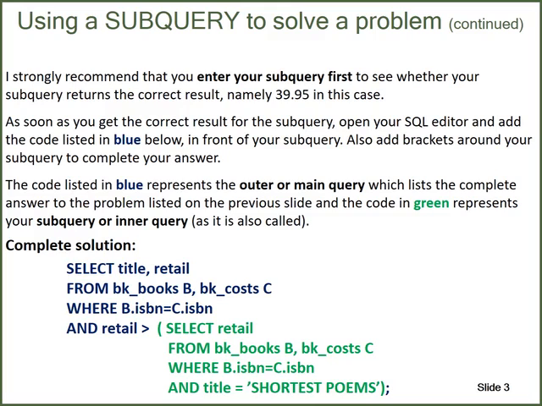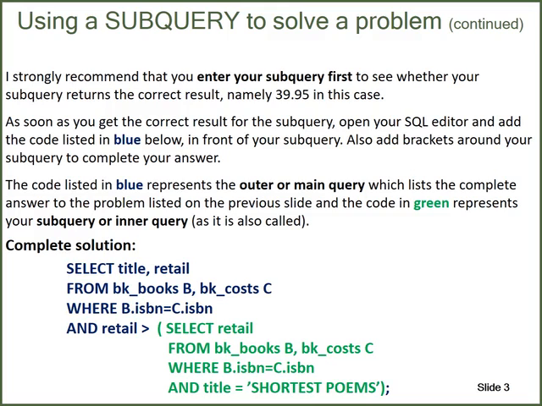So the complete solution is: select title and retail from BK Books, BK Cost, where B.ISBN equals C.ISBN and the retail is greater than, and now the subquery in green: select retail from BK Books, BK Cost, where B.ISBN is C.ISBN and the title equals Shortest Poems.